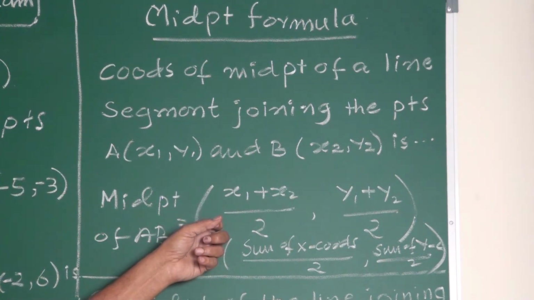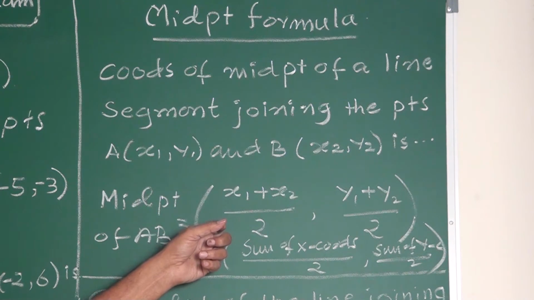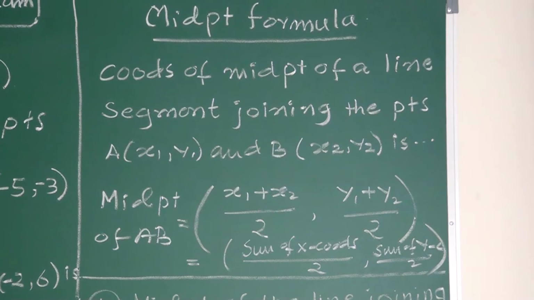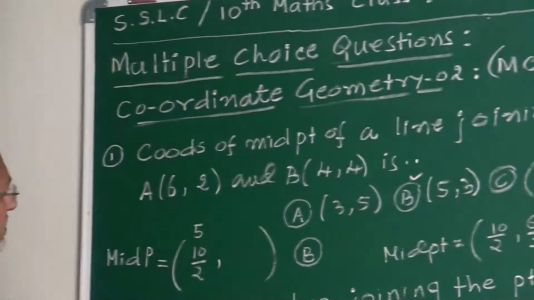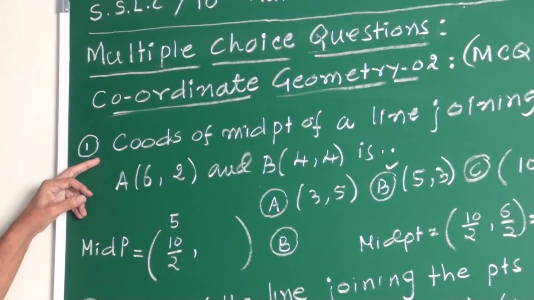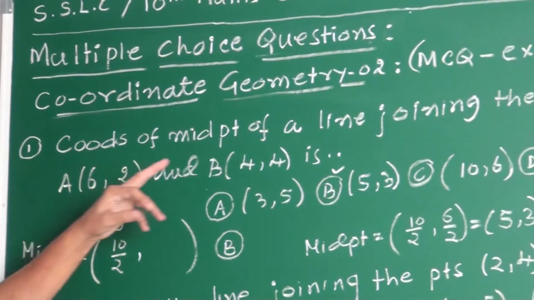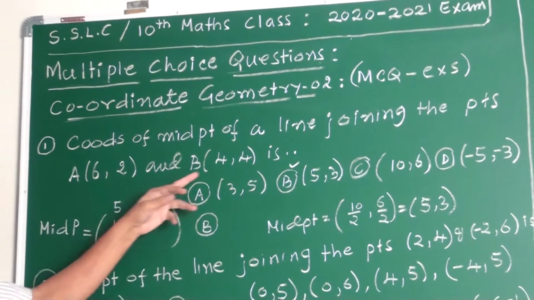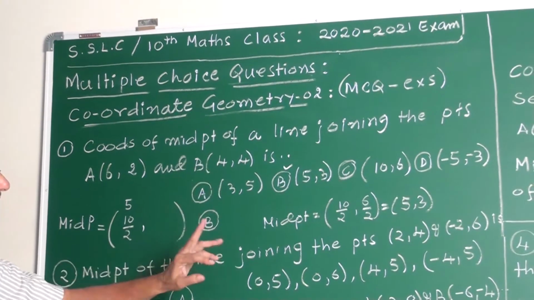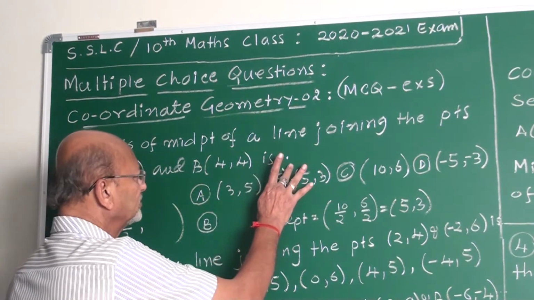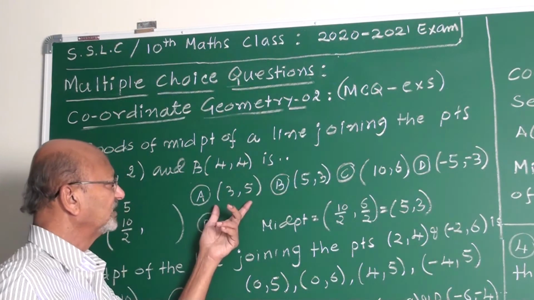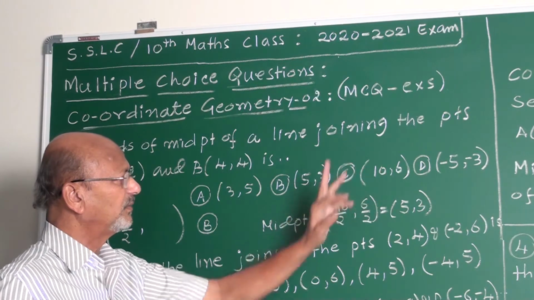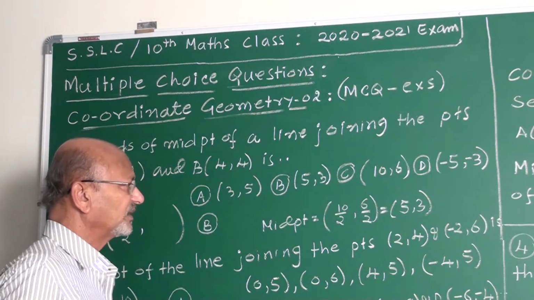Why? Simple, straight. Yes, my friends, these are the examples. First example: coordinates of the midpoint of a line joining the points (6, 2) and (4, 4) is dash. These are the options, my friends: (3, 5), (5, 3), (10, 6), (-5, -3).